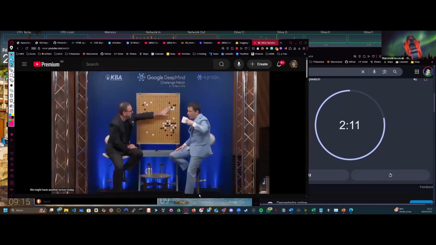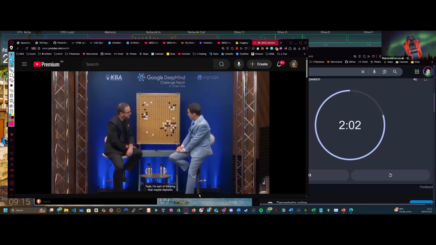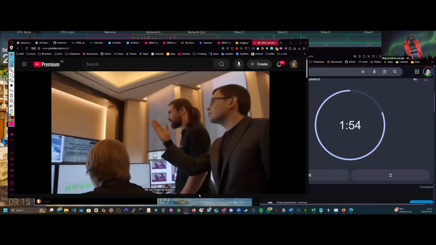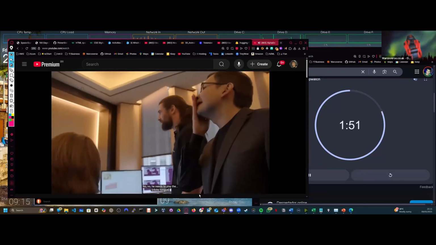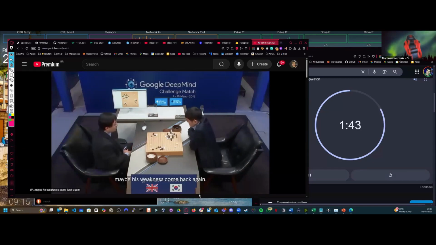You weren't crazy about the timing on this move. Yeah. And now you don't approve of this. Yeah, I'm sort of thinking that maybe AlphaGo hasn't recovered from Game 4 yet. Yeah. So White has to do something about this idea. After no, he doesn't play now. No, he needs to play that. Him play some move is bad move. I feel something, maybe the weakness come back again.